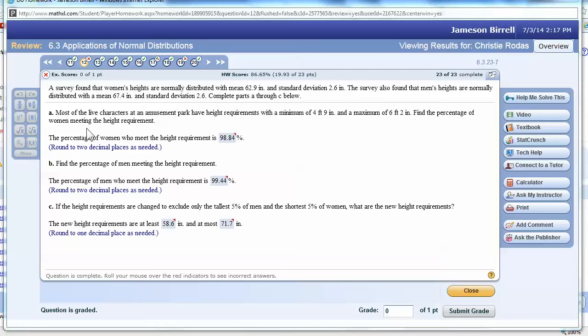Most of the live characters at an amusement park have a height requirement with a minimum of 4 feet 9 inches, right? And a maximum of 6 feet 2 inches. Find the percentage of women meeting the height requirement. How are we going to do that?